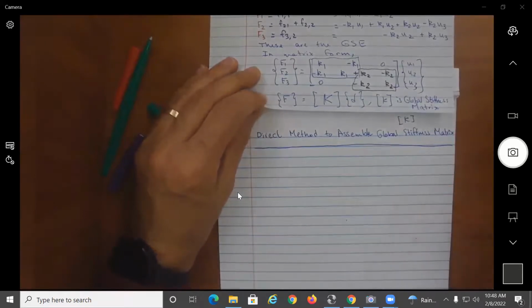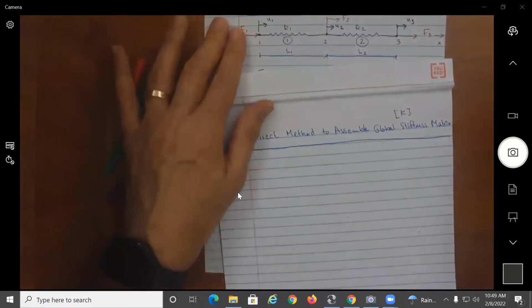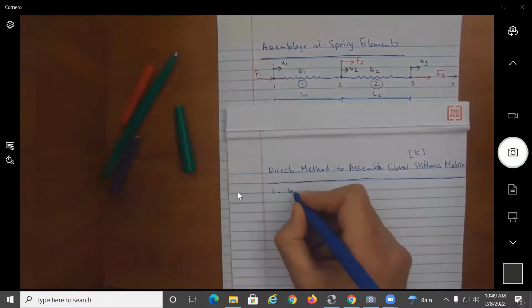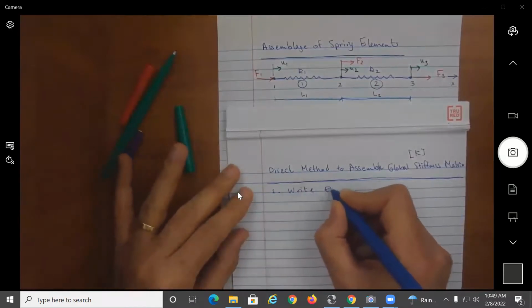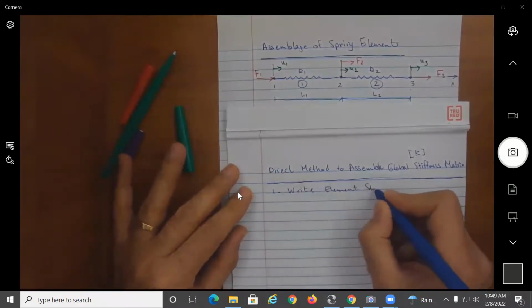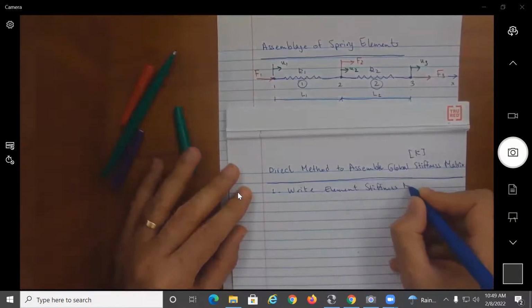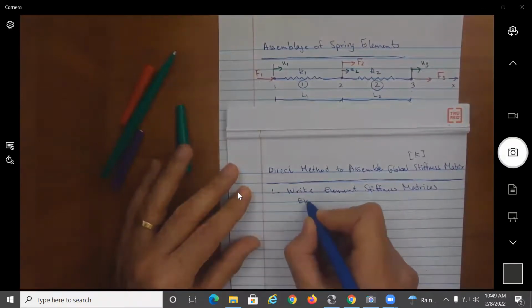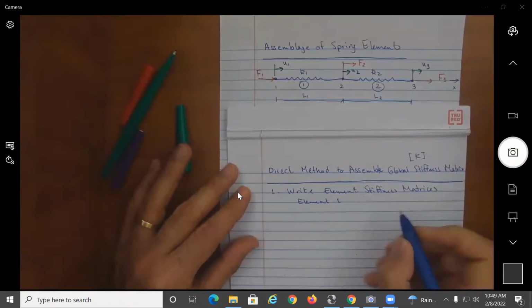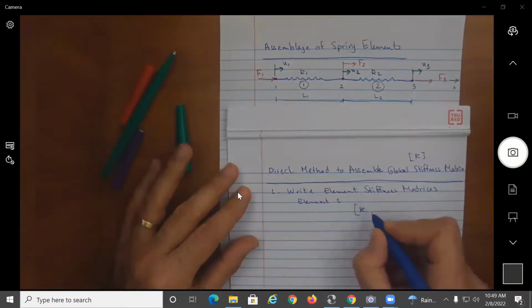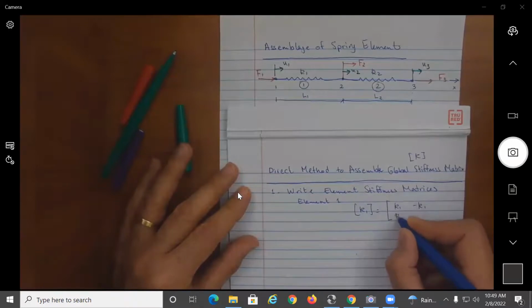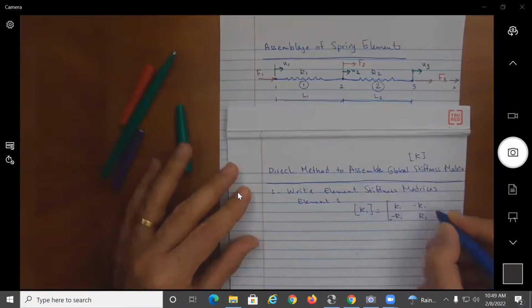So what are we going to do? In this method, I'm going to look at my structure. And first, I'm going to write the element stiffness matrices. So I'm going to come here and say, element 1 has this stiffness matrix K1 that is equal to K1 minus K1, minus K1 and K1.